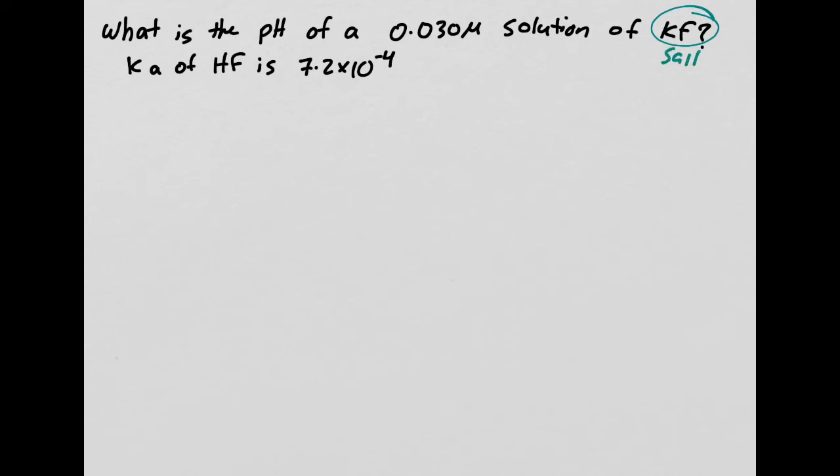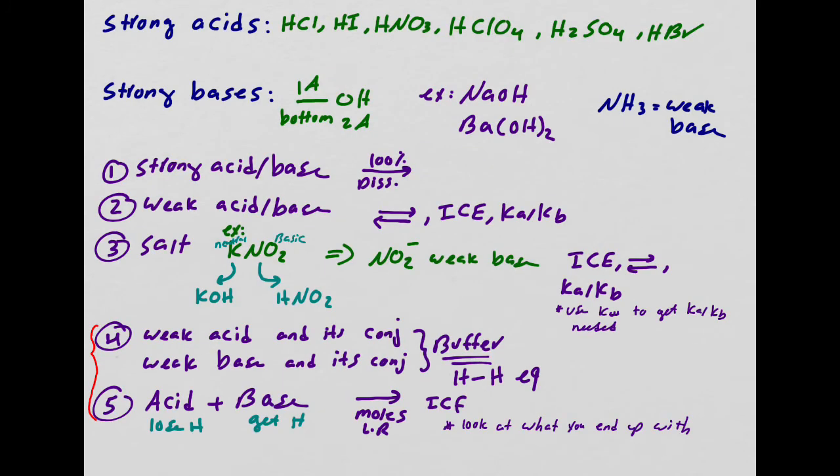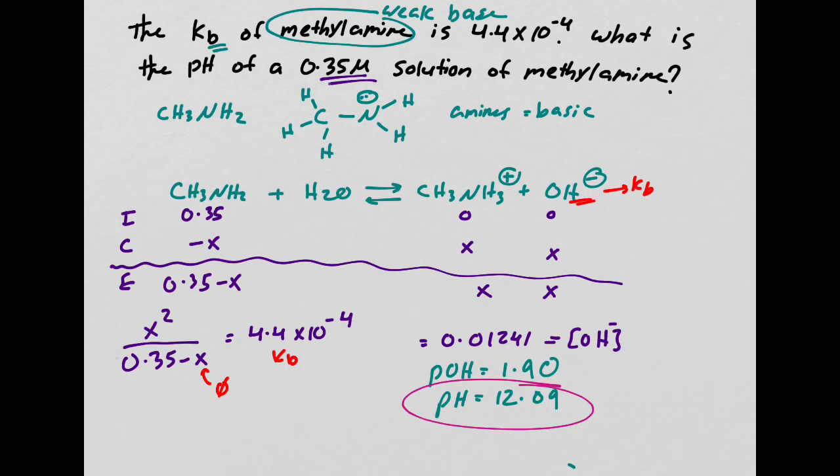So now we have a solution that is a salt. Again, I'm going to keep going back to this. Figure out where you are on this chart. It's not a strong acid or weak acid. It's a salt, right? If we have a salt, what do we need to do? We need to figure out what type of salt this is.